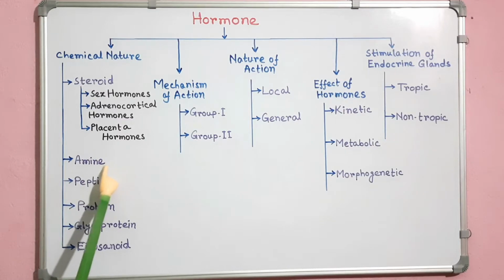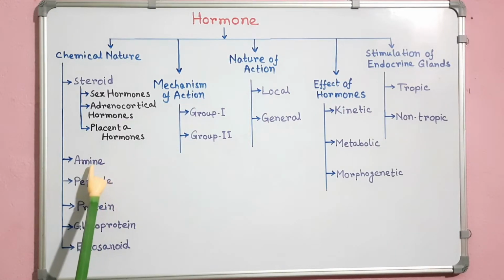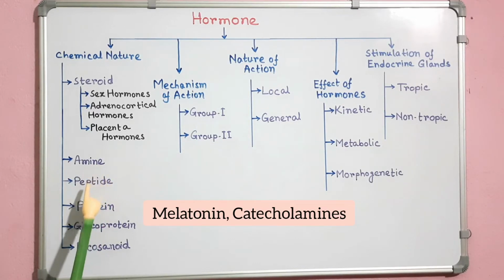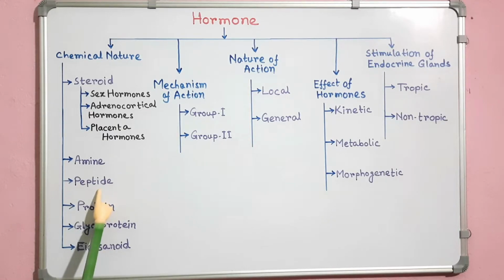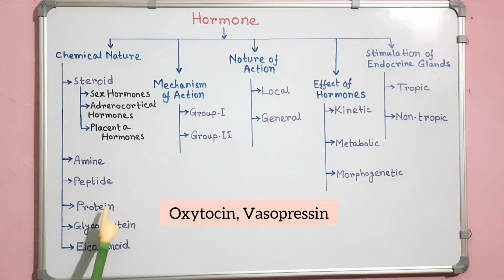Amine hormones are derived from the modification of amino acids. For example, melatonin, catecholamines, etc. Peptide hormones are made up of only a few amino acid residues. For example, oxytocin, vasopressin, etc.